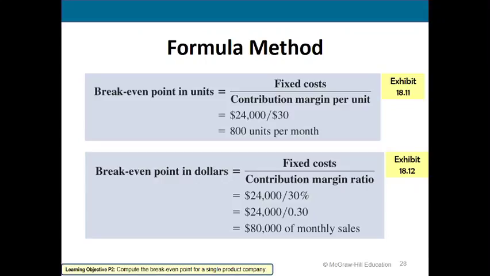Break-even point in dollars: the numerator is still fixed cost. The denominator is the contribution margin ratio of 30%. So you're going to divide 24,000 in this case into 0.30, which is 30%, and you find that $80,000 of sales will lead to break even of $0 profit.